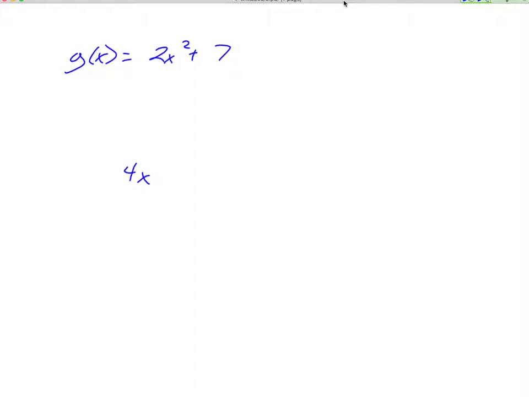Kurt. There you go. I take the exponent times the coefficient, so 2 times 2 gives me 4. And then I take the exponent minus 1, which gives me x to the first power. Okay? Now, are you squaring it or multiplying 2? Multiplying. Okay. Now, what happened to the 7 when we took the limit of the difference quotient?